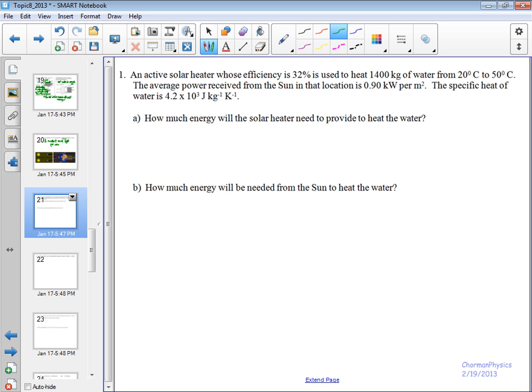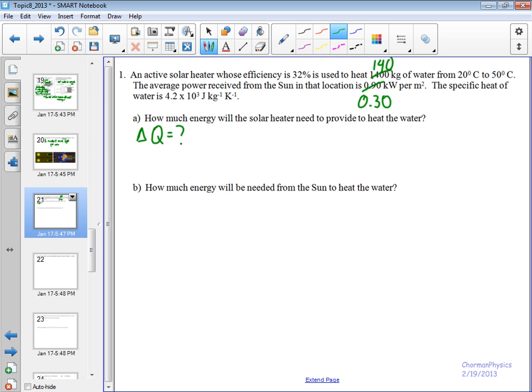It's going to be used to heat up 140, this is one little typo here actually, 140 kilograms of water from 20 degrees to 50 degrees Celsius. The average power received from the sun in that location, another typo here, is 0.30 kilowatts per meter squared. So the specific heat of water is given right there. The question is, how much energy will the solar heater need to provide to heat the water?